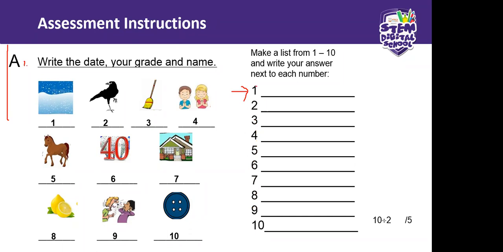So you are going to write and start now writing down the numbers 1 to 10, and don't forget to skip a line in between. All right. So I'm repeating, make a list of the numbers 1 to 10. Okay. If you've done that, then I'll tell you what to do.